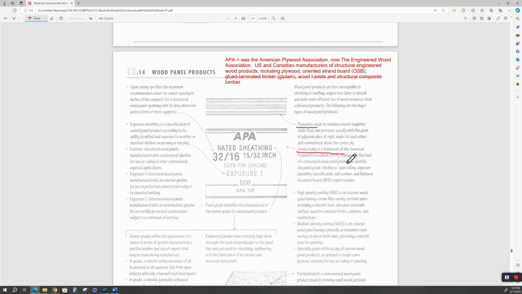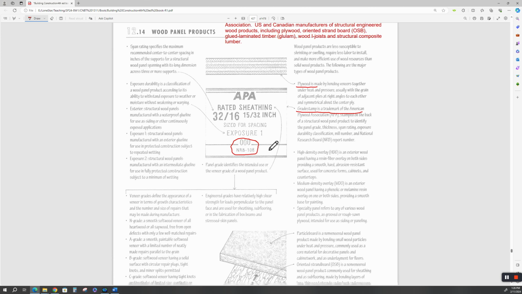Grade stamp is a trademark of the American Plywood Association. It's stamped on the back of structural wood panel product to identify the panel grade and thickness, span rating, exposure durability, and the National Research Board report number. Okay? You go out to the APA website, not the American Psychiatrist Association, but the American Plywood Association, which is now the Engineered Wood Association, and they have all kinds of manuals and recommendations on how to use this stuff.